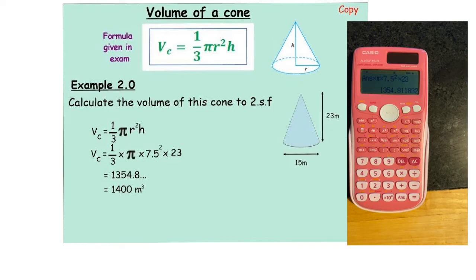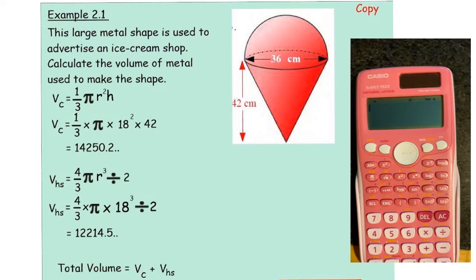Next example then. So again, can you copy this one down? Sometimes cones are used as part of a composite shape. So this one here, we've got a cone with a hemisphere on top. I thought it would be good for you to have an example like this in your jotters so that you can look back if you get some tricky ones like this out of the textbook. The story is that this is a large metal shape used to advertise an ice cream shop. And we've to find the volume of metal used to make the shape. The shape is made up of a cone on the bottom and a hemisphere on top.